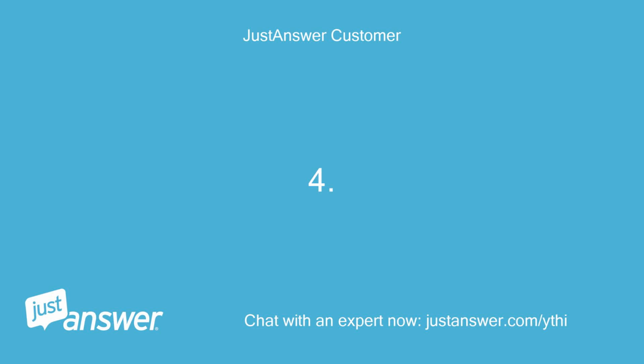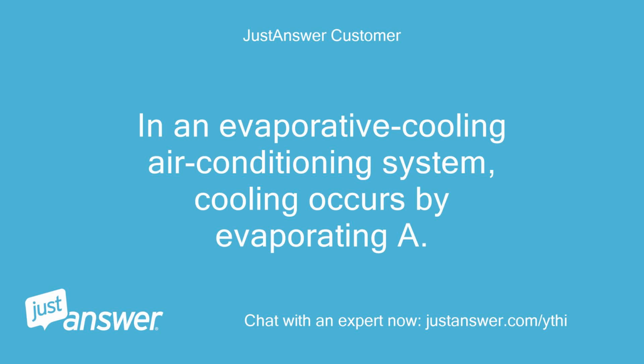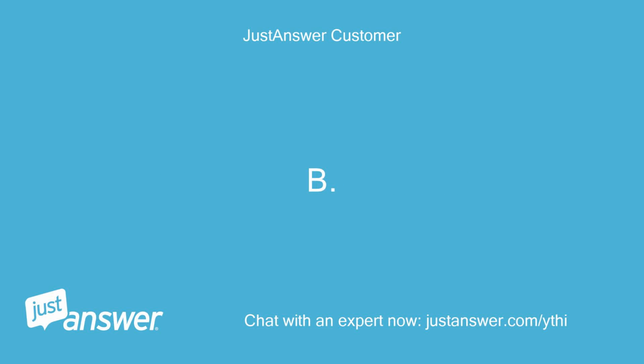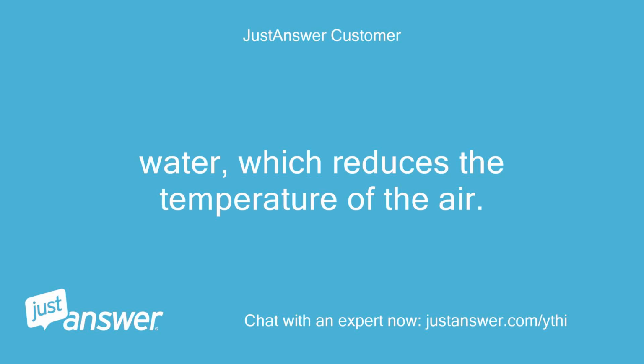4. In an evaporative cooling air conditioning system, cooling occurs by evaporating A. The heat out of the air. B. Water, which reduces the temperature of the air.